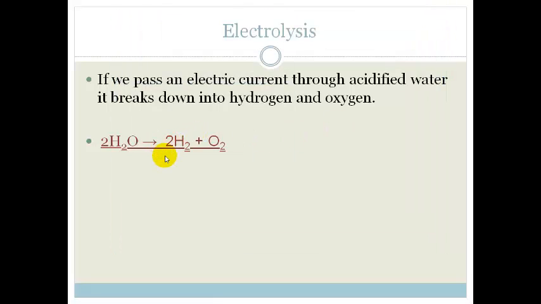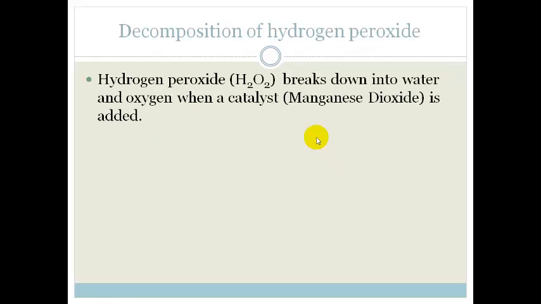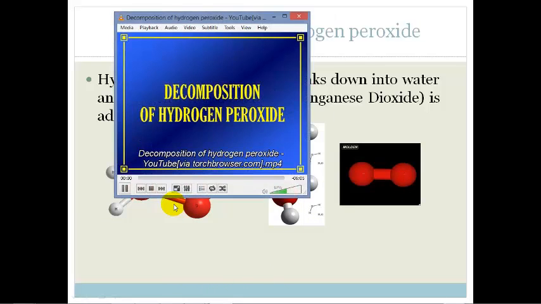Right, so there we saw that we broke down water into hydrogen and oxygen. So that's one form of decomposition. Now let's look at another. We can decompose hydrogen peroxide. It can break down into water and oxygen, and we need a catalyst. In this case, we're going to use a catalyst, manganese dioxide. So let's look at that video.